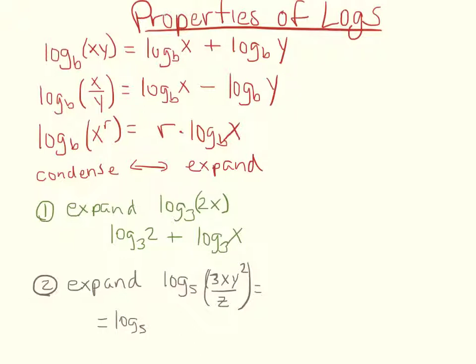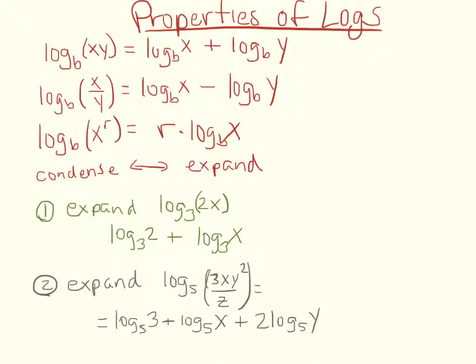Log base 5. Inside my parentheses, the first thing I have is 3 times x. We're going to have log base 5 of 3 plus log base 5 of x. Then we have that times y squared. So we're going to have another plus in order to account for the times, the y squared, but that squared will come in front of that log. Because it's an exponent, it comes in front. So it'll be plus 2 log base 5 of y. So this 2 came because it was y squared, so that squared comes out in front. The plus came because it was x times y.